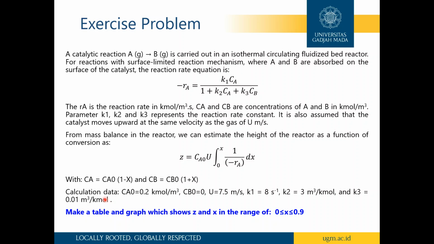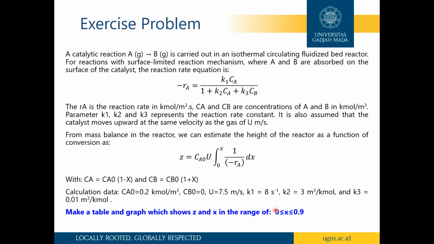For this reaction rate, we can substitute Ca and Cb as a function of conversion as follows. In this exercise, for calculation data, we have been provided with Ca0, Cb0, U, K1, K2, and K3. The output of this demonstration is a table and a graph which show the height of the reactor as a function of conversion, where the conversion should operate from 0 up to 0.9.